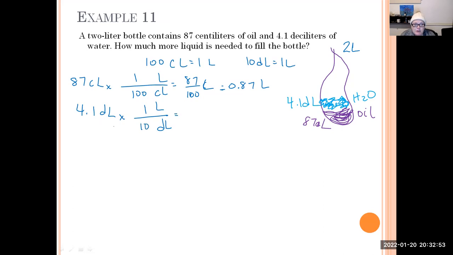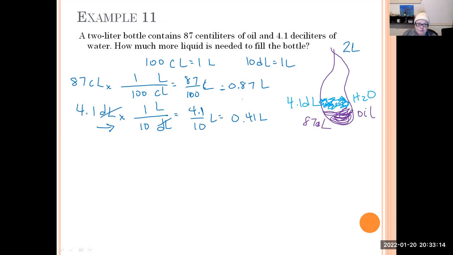Multiplying straight across, deciliters is gone. 4.1 times 1 is 4.1, divided by 10 liters is 0.41 liters when you plug that into a calculator. Okay, we've got the oil, we've got the water. To find out what they are together, we have to add them.